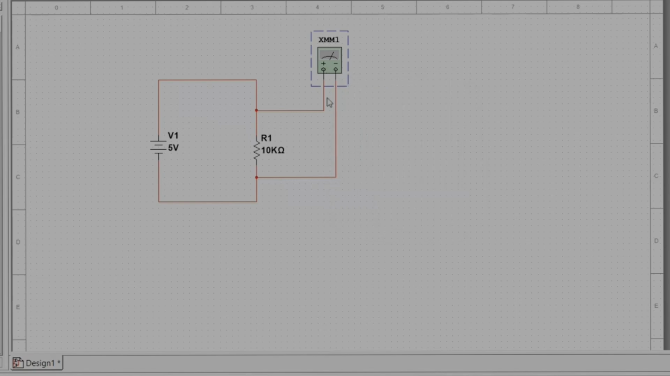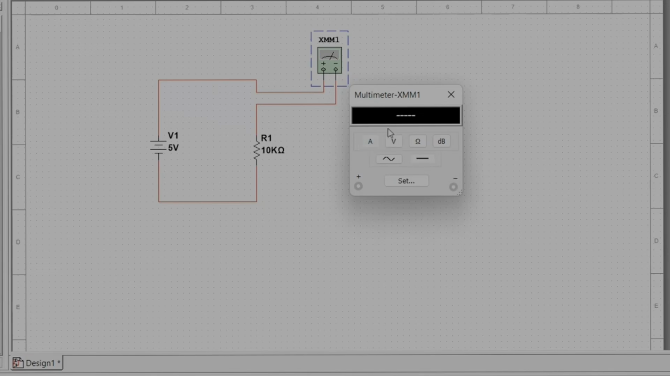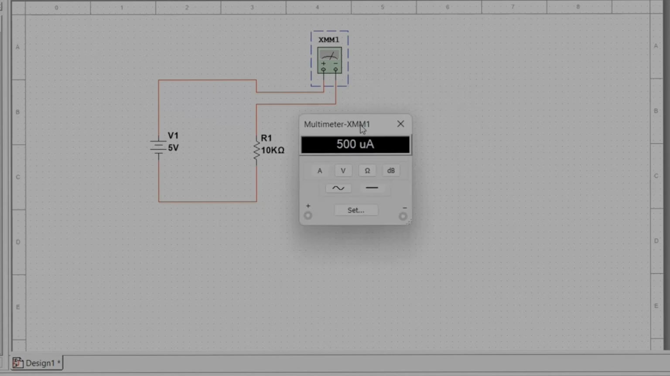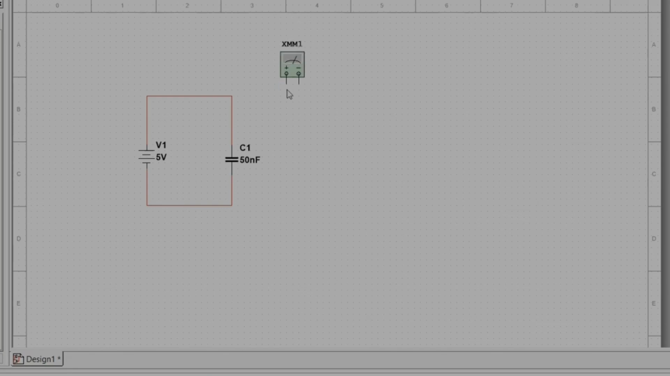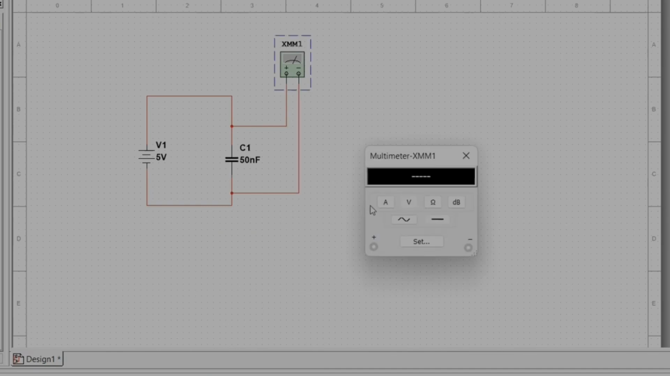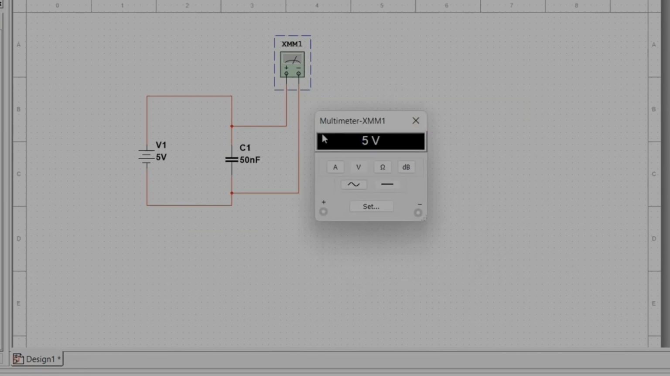And after that, we measured the current across the resistor. And after we measured, we got 500 microampere. So we move to the second one, this is a capacitor circuit. So we use 50 nanofarad and the same voltage source, and we got 5 volt.